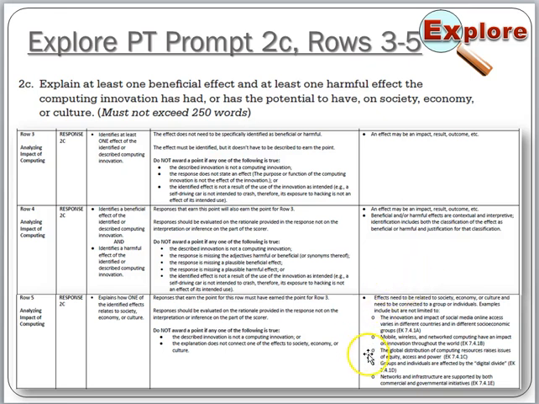Now let's look at row 5. Row 5 is going to be another paragraph. So we've got a paragraph for beneficial, and this is going to be a short paragraph for harmful. Now we need the third little paragraph. Explain how one of your identified effects, so either this one or this one, relates to or impacts a society group, an economy, meaning money, or a culture.